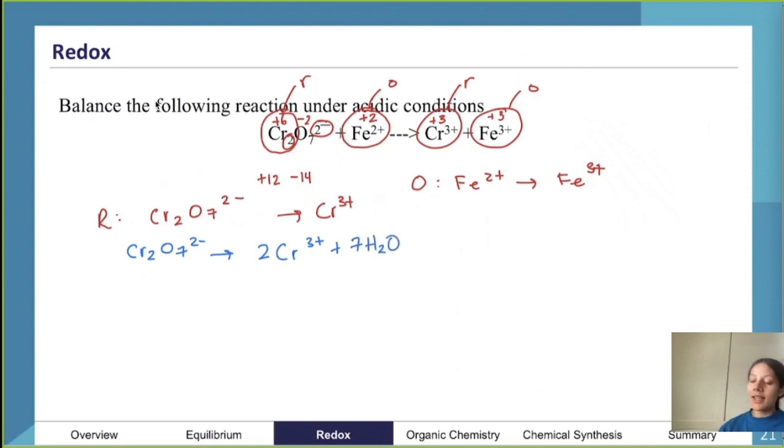That's always the next step after the non-O or H elements: we always balance oxygen. And now we're going to balance hydrogen. After we've added water, we have 14 hydrogens on the right and none on the left. So we're going to add 14 H plus onto the left-hand side.